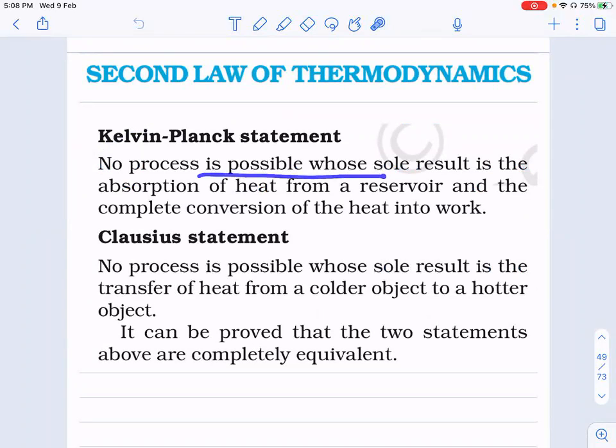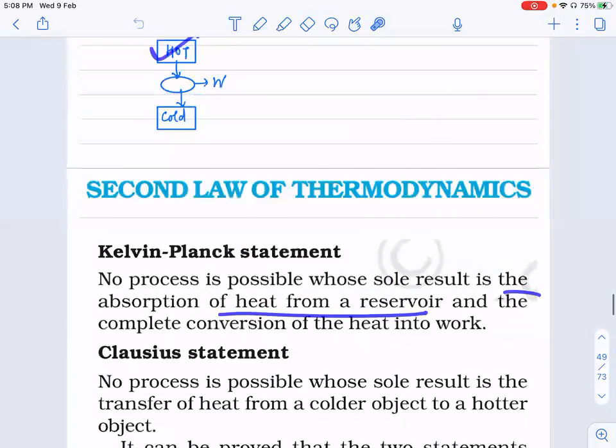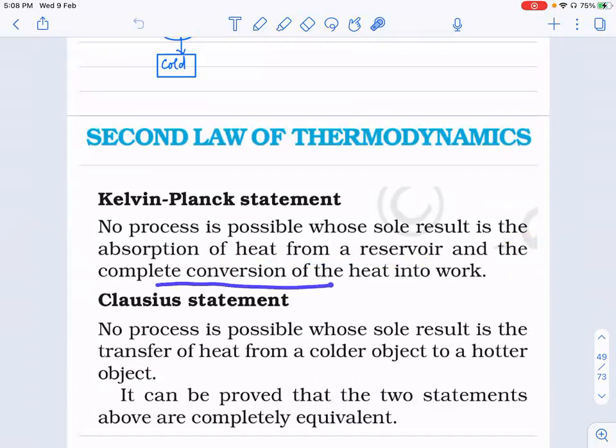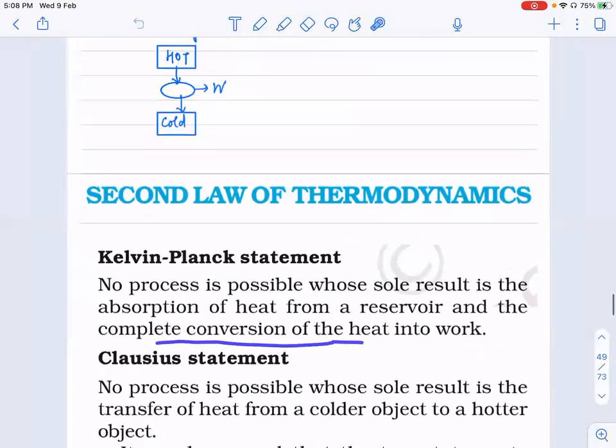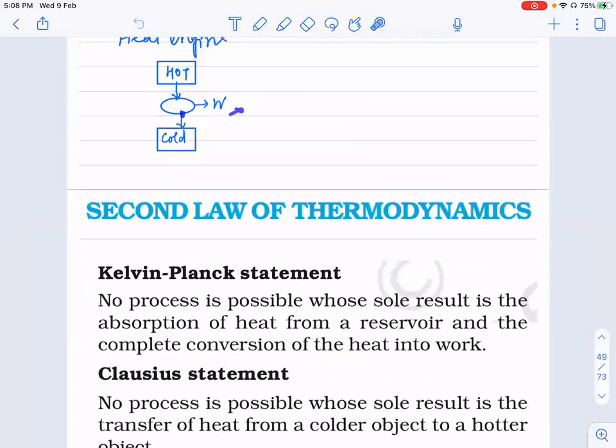No process is possible whose sole result is the absorption of heat from the reservoir. Hot source को reservoir बोलते हैं. And complete conversion of heat into work. Complete conversion is not possible. Some heat is to be rejected to the surrounding. Then only the heat engine will work, because there is a condition of temperature limit. We cannot achieve infinite temperature or 0 Kelvin of the cold reservoir. So temperature limits की वजह से all conversion of heat is not possible. That is the second law, first statement.